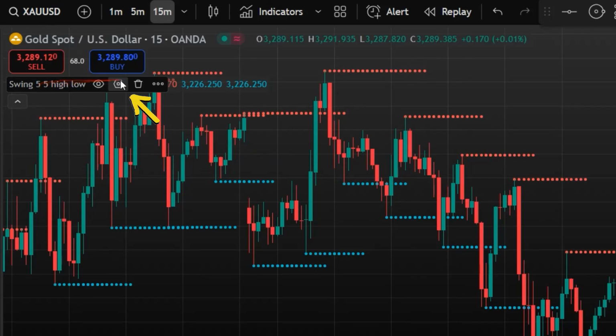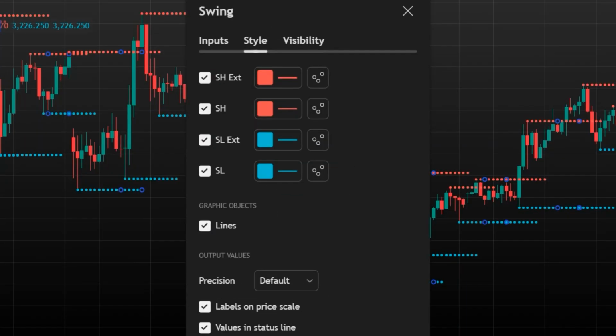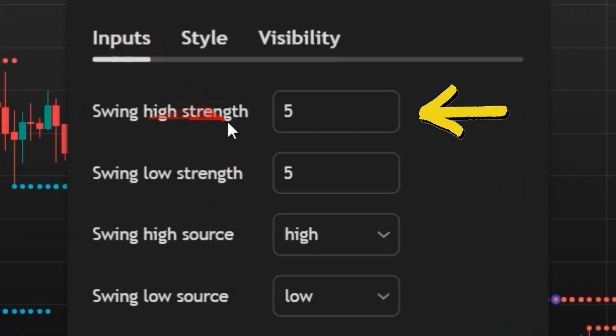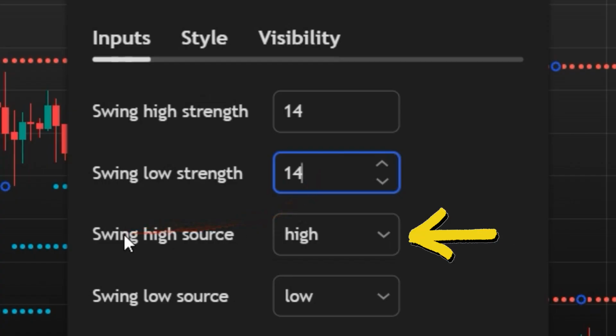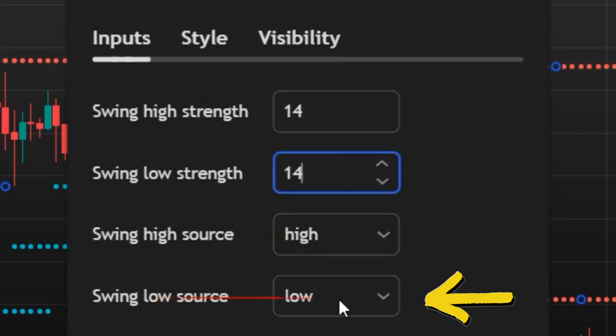Click the gear icon next to the indicator name. In the Inputs tab, set Swing High Strength to 14, set Swing Low Strength to 14. Make sure Swing High Source is set to High and Swing Low Source is set to Low.